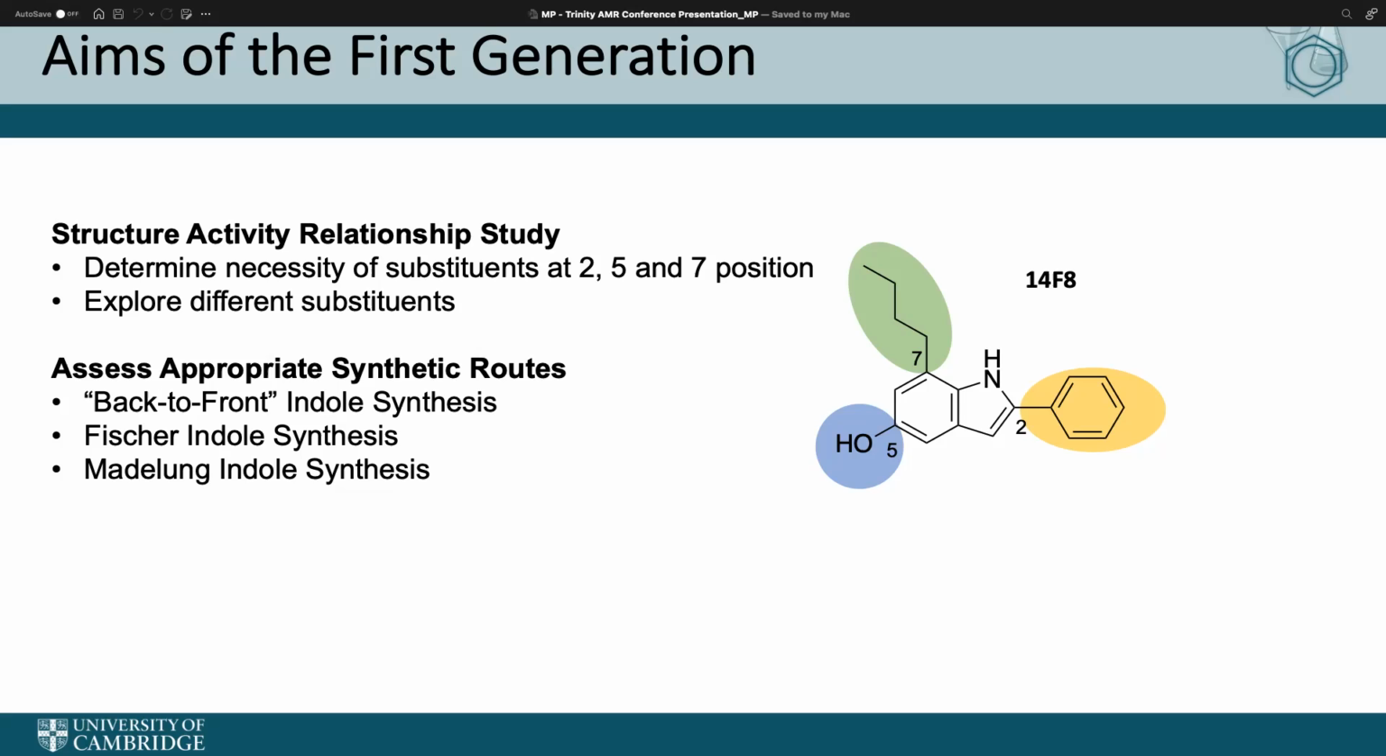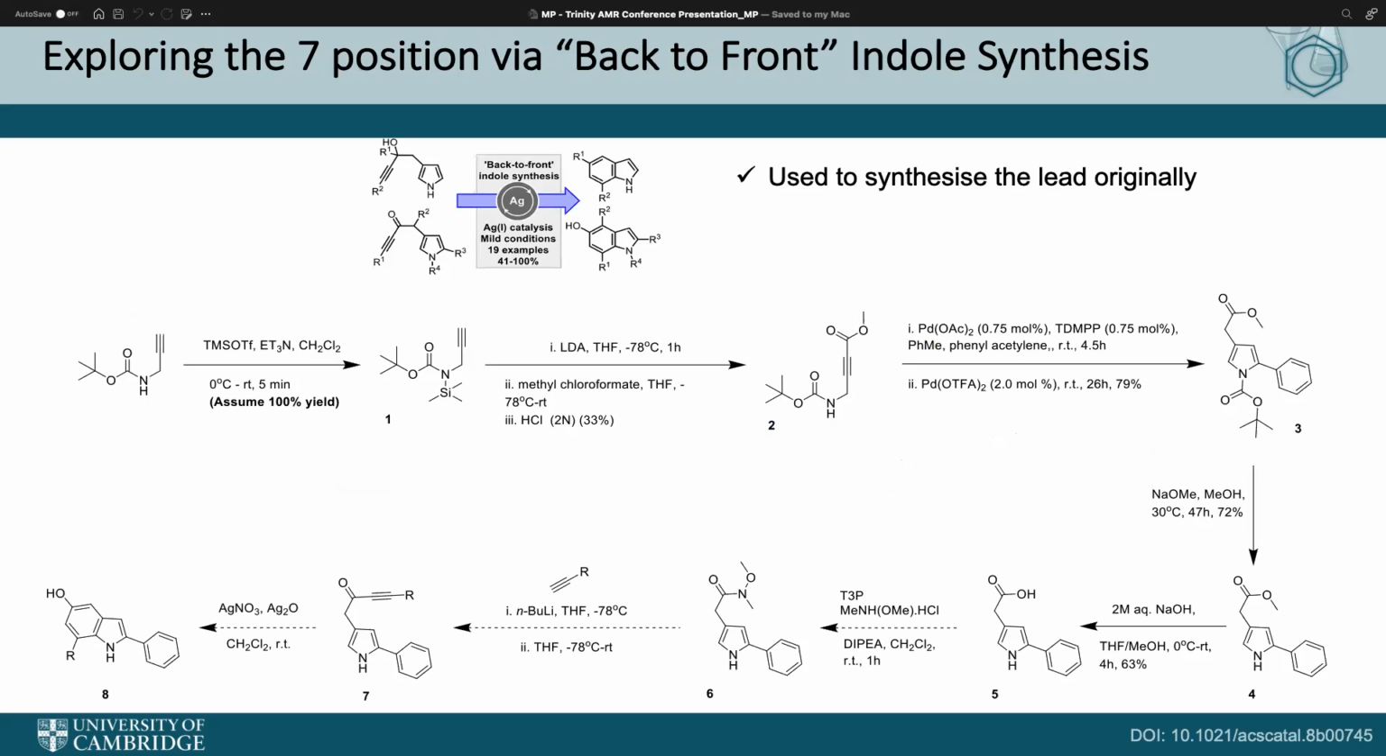The other aim, of course, because we are chemists, is to assess a viable route towards making these compounds. And I explored a few in this generation. Indoles are very annoying to work with. And getting substitutions of the same position is particularly difficult. So I also had a bit of a chemistry challenge in just finding a route towards making these compounds. So I started with what seemed the logical step, which is using the method which had been previously used by our collaborators to make this compound.